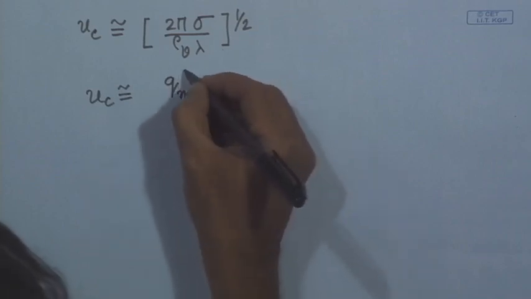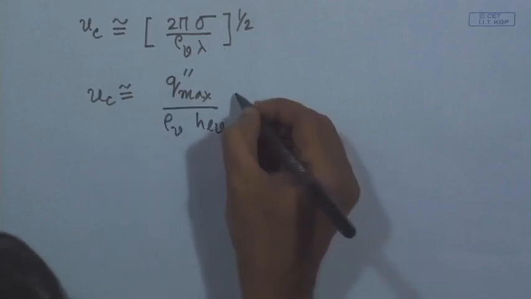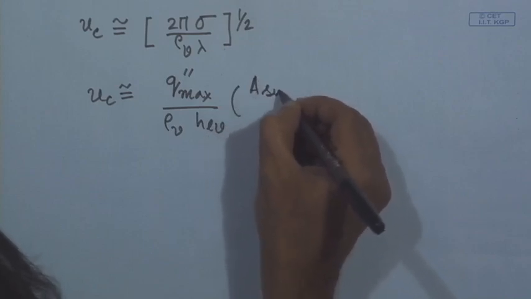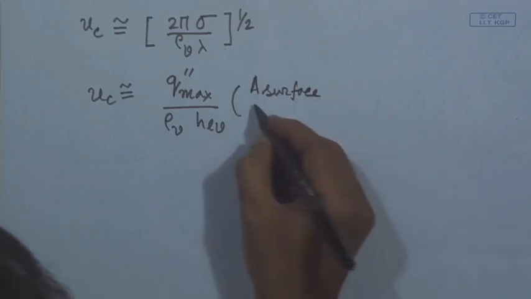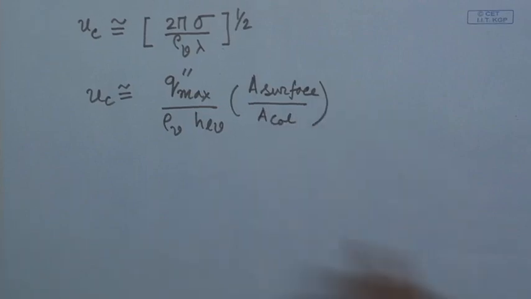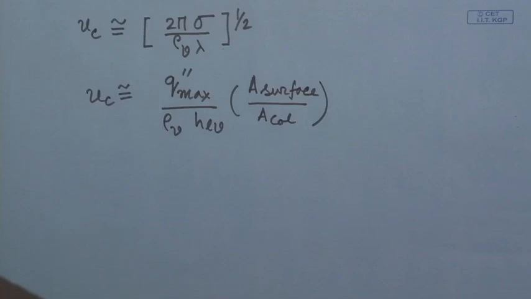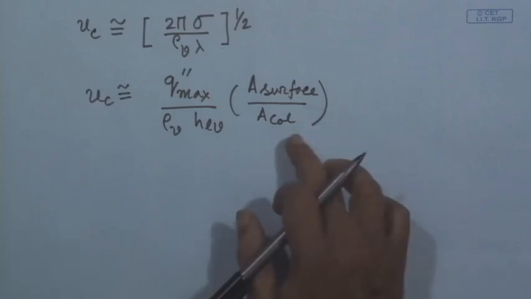Q max double prime by rho V HLV, times A surface by A column. So, we are assuming that critical heat flux is occurring. Q max double prime gives the critical heat flux, rho V is the vapor density, HLV is the latent heat of vaporization. Now, A surface and A column need some explanation.